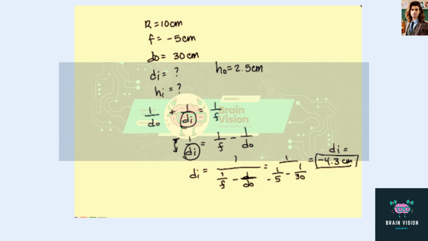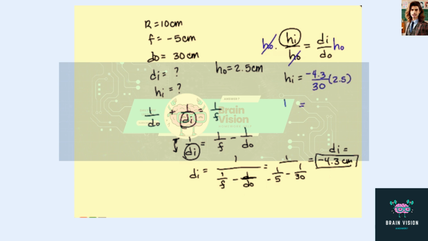Now that we know where her image is going to appear, where her eyeball image is going to appear, then we can use the magnification equation, which is hi over ho equals di over do. And we now want to solve for the height of that image. So we can go ahead and multiply by ho to both sides. And so our distance of the image was -4.3 divided by our distance of the object, which we said was 30. And then we want to multiply that by the height of the object, which I'm calling 2.5.